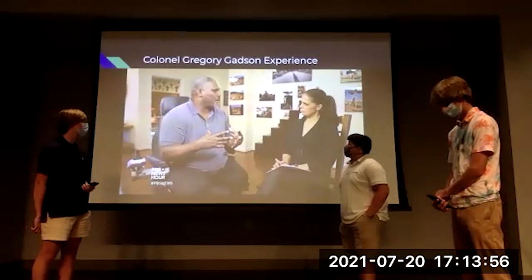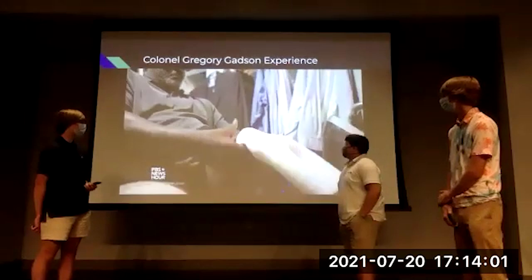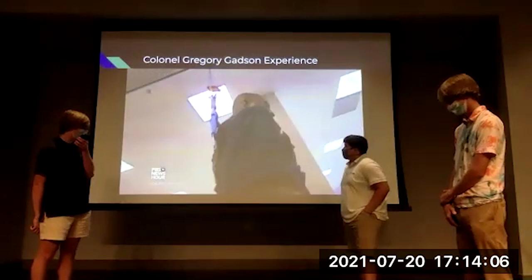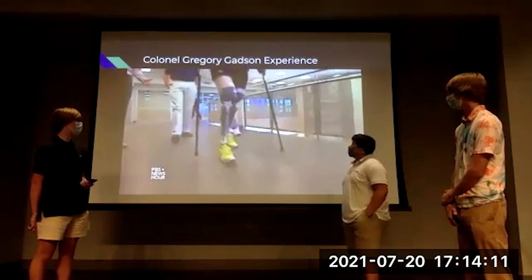Both his legs were amputated above the knee. He had permanent nerve damage, limited function in his right arm. Gadsden underwent 22 surgeries. He was in rehab for 18 months. His abilities greatly diminished from his college glory days.